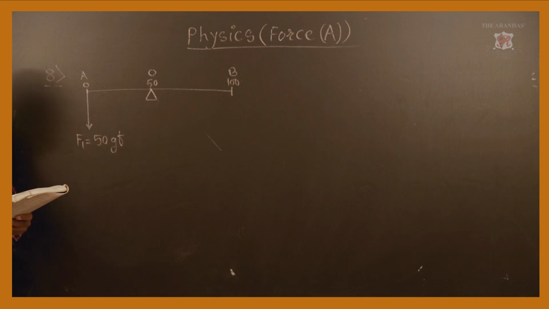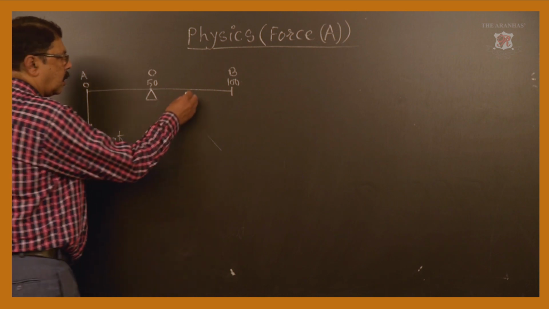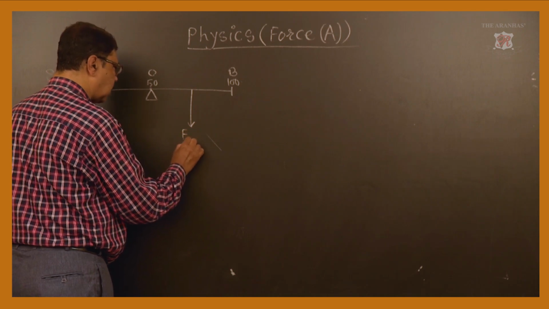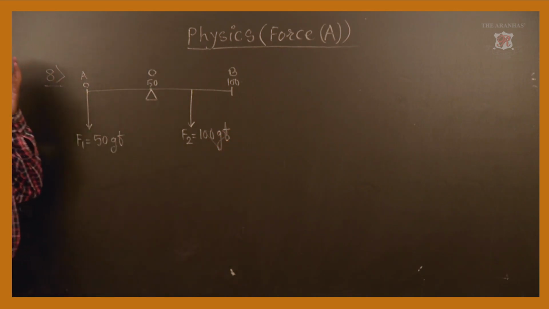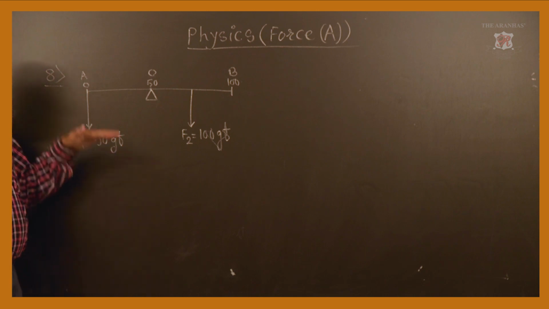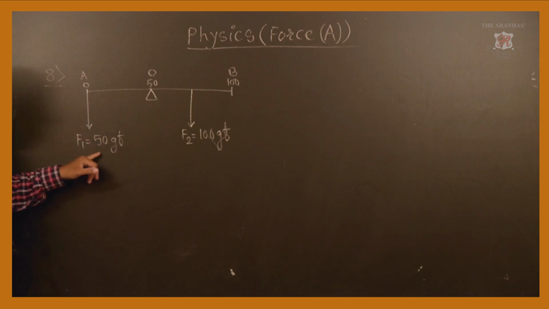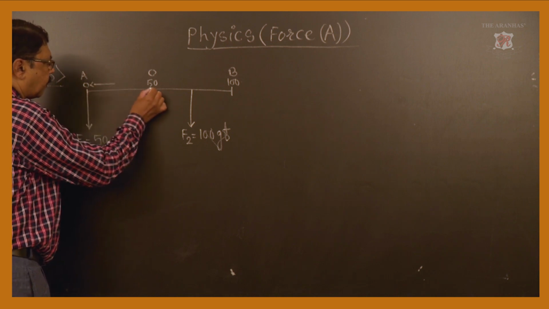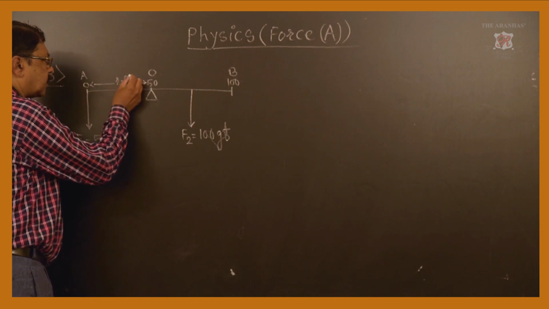Where should a weight of 100 gram force be suspended to keep the rule horizontal? Very easy calculations, very easy to understand. What they have said: this is a meter rule which is balanced at 50 centimeter. Weight of 50 gram force is suspended at one of its ends. So, what is the distance between the pivoted point and the force applied? It is R1 equal to 50 centimeter.